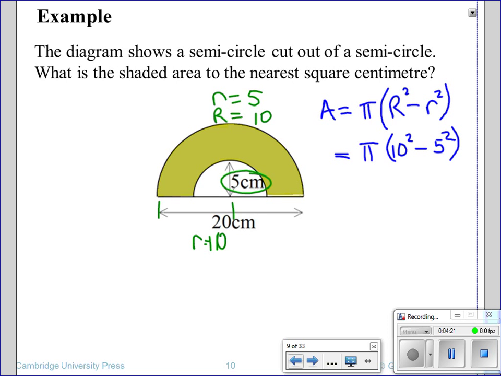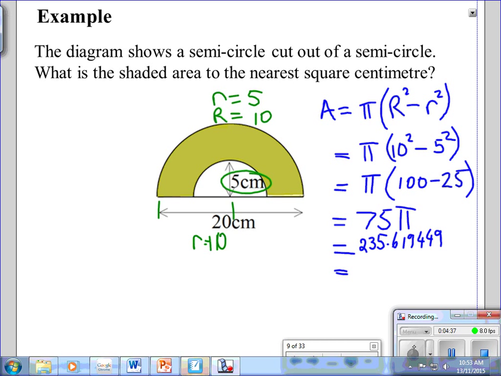Now 10 squared and 5 squared are both really nice numbers. So we're going to go pi lots of 100, take away 25, which leaves us with 75 pi, which is equal to, and again I've just written down straight from my calculator, we need it to the nearest square centimetre. We've got a 6, so we're going to round it up to 236 centimetres squared.